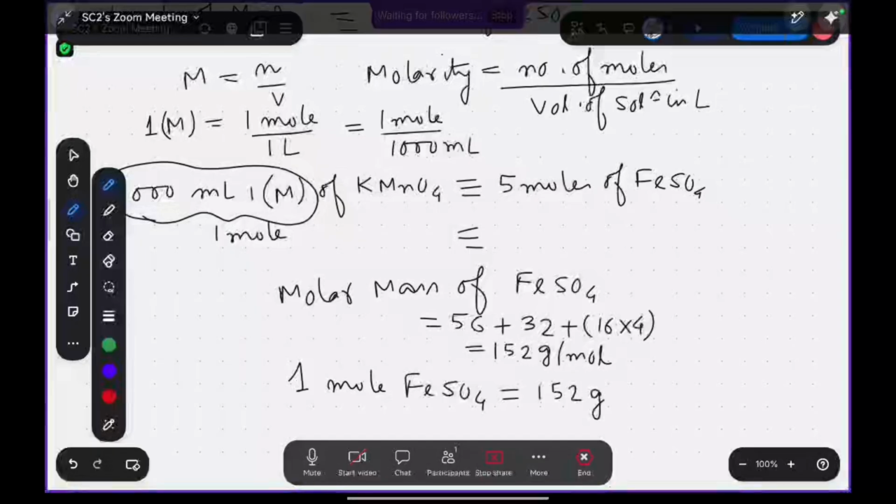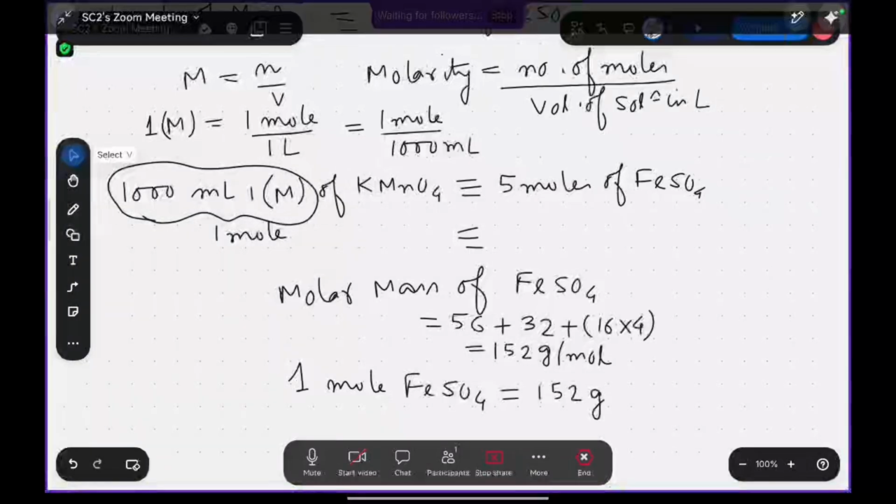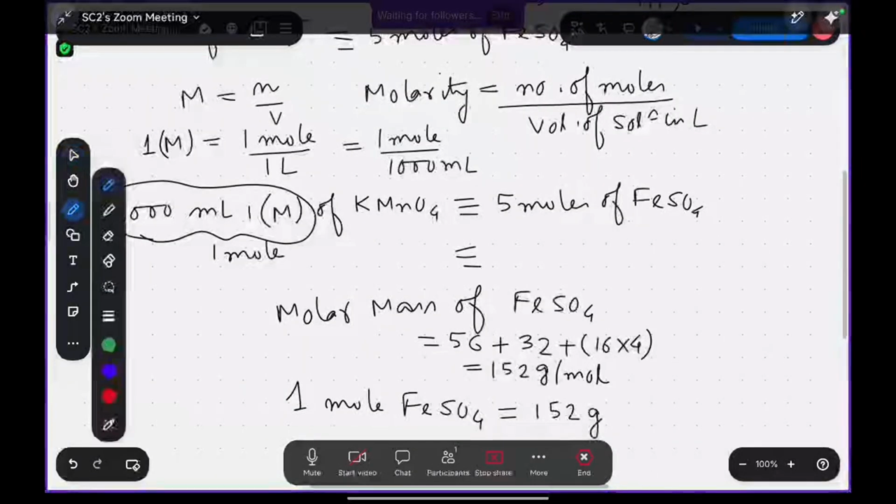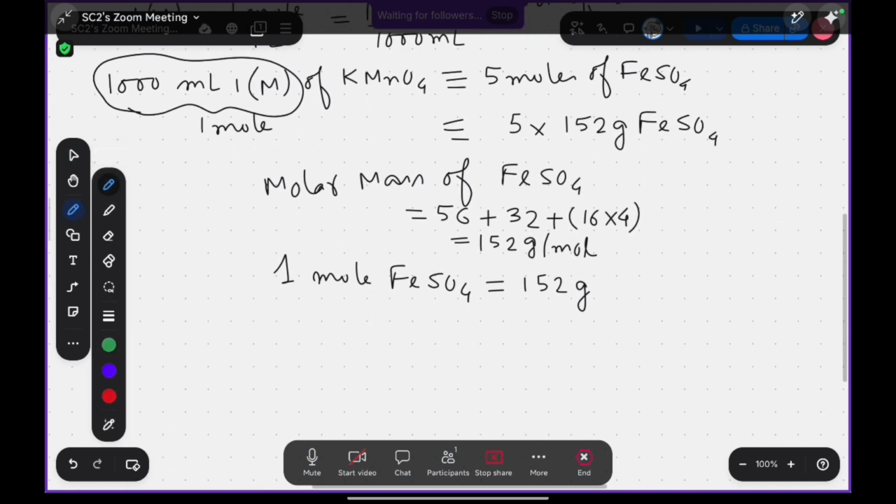152 gram per mole, which we also say as 1 mole ferrous sulfate is equal to 152 gram, right? That means 5 moles ferrous sulfate means 5 into 152 gram ferrous sulfate. That means we can write the statement as 1000 ml 1 molar KMnO4 is equivalent to 5 into 152 gram ferrous sulfate.